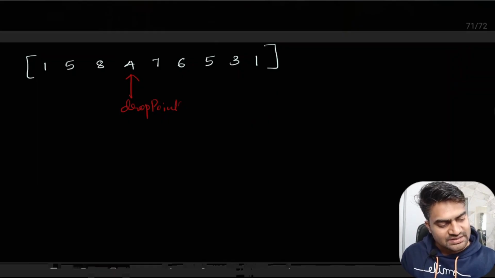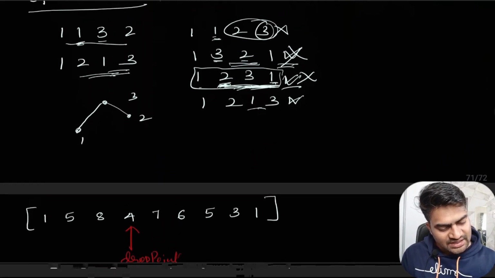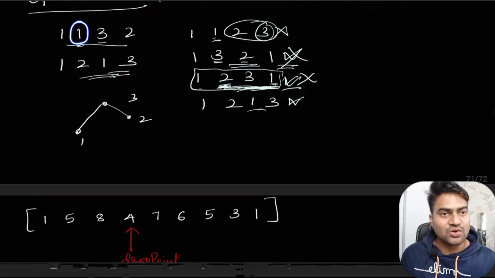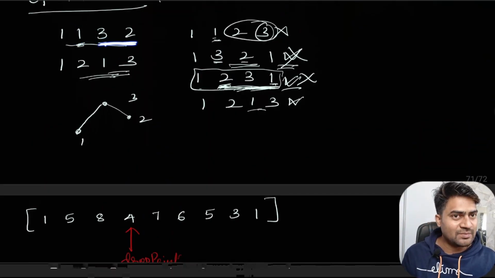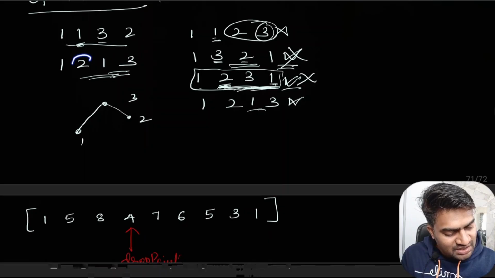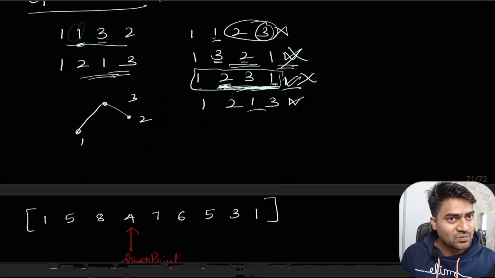Now after this, once I get this drop point, what I did was scan the remaining elements for the number which is slightly greater than this particular number. So here I got 1, but 2, if you see, is slightly greater than 1. It is the least greater number compared to 1. So that number I took, and then I swapped it with my 1.